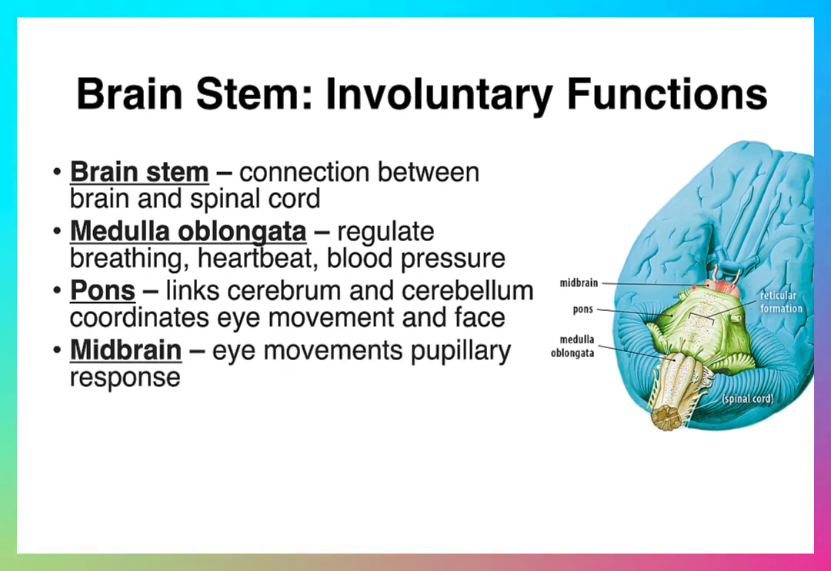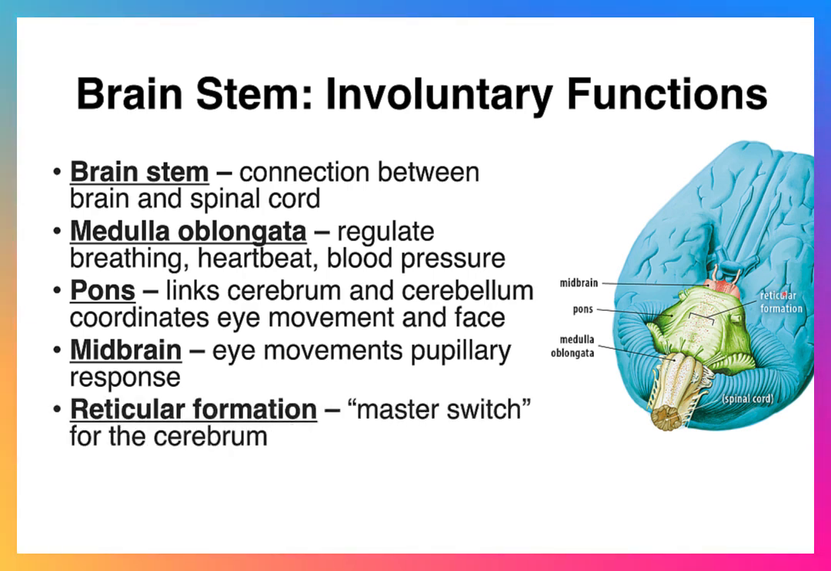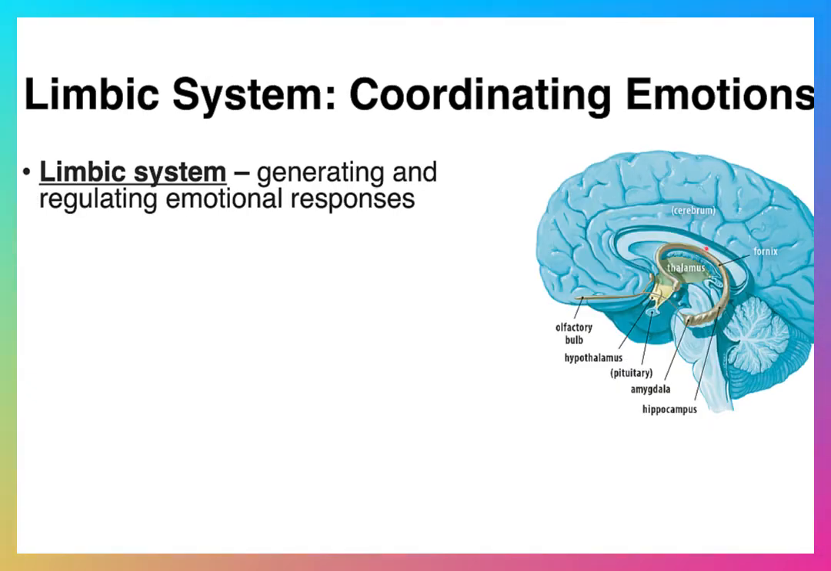And then the midbrain, which is in here, coordinates eye movements again and pupillary responses, as well as other basic functions. Now, within the pons is an area known as the reticular formation, and the reticular formation is what's called the master switch of the cerebrum. It essentially controls your level of consciousness. The limbic system is an area of the brain, shown in this area right in here, which generates emotional responses. And the various parts of the limbic system are important to this emotional response.